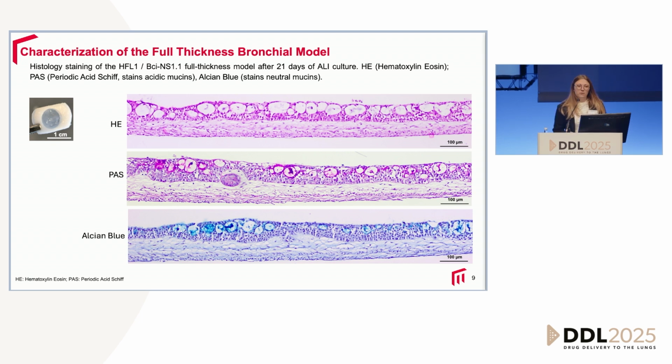And I want to remind you that all the matrices you see here have been made by the fibroblasts. Nothing has been added, no collagen. And then you look at the PAS, you have acidic mucin. With the Alcian blue, you also have neutral mucin.